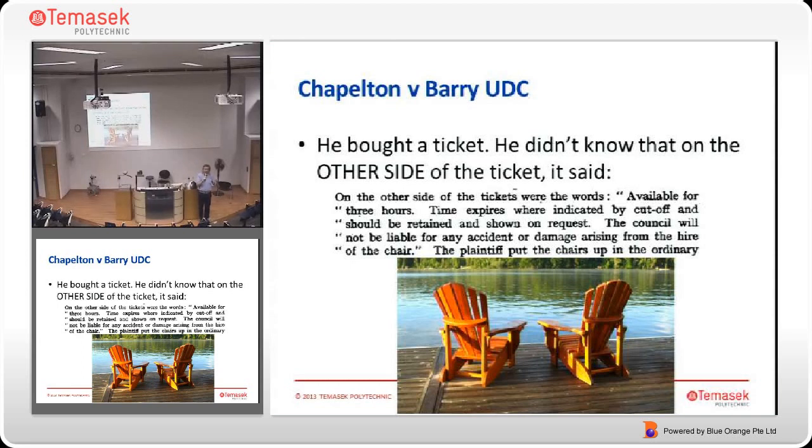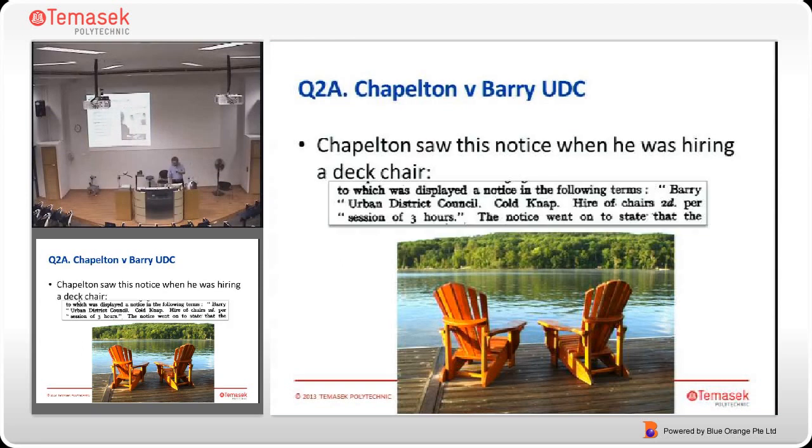So we have stated the law. The law says the notice has got to be given. Notice of the exclusion clause must be given. So in this case, notice was given after. The notice of the exclusion clause was not given at the time of contract. It was given after that. He pays the money, then he gets a ticket, and it's on the other side. So he actually has no notice of it. He has notice of the earlier one only.